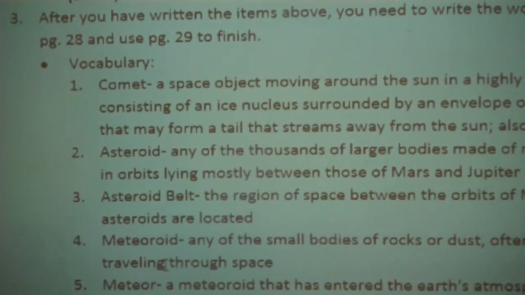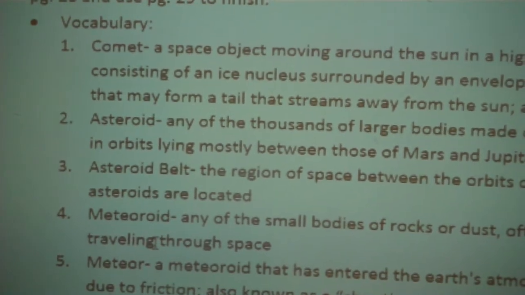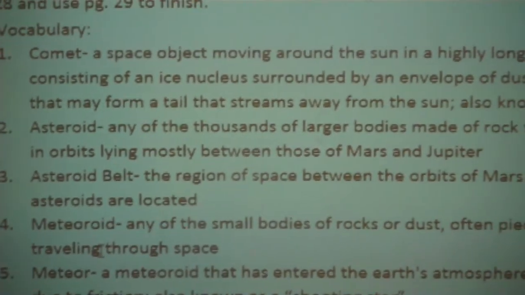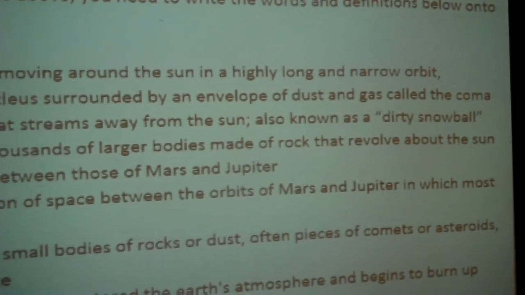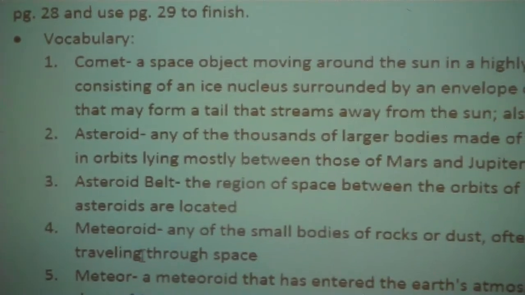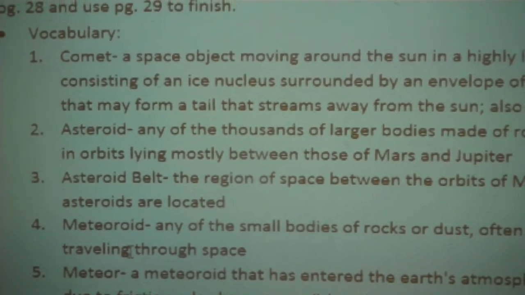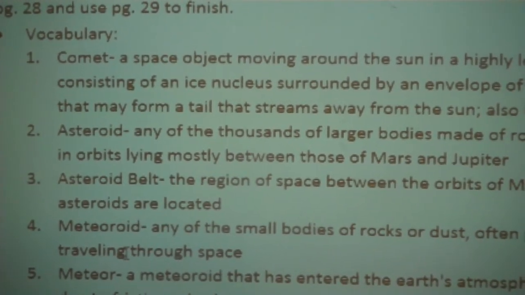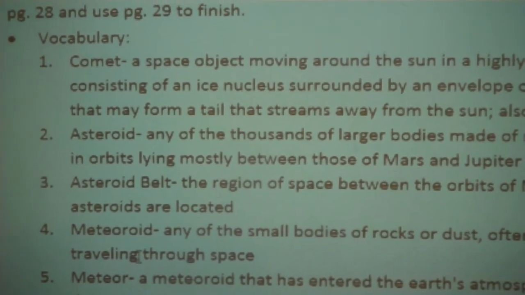Number 4, a meteoroid. Remember, this is something that is still in space because it's the same as an asteroid. It says any of the small bodies of rocks or dust, often pieces of comets or asteroids, traveling through space. So remember, they both end in OID, which means that they are still in space. Asteroid is the big pieces of rock, and meteoroids are the smaller pieces of rock.